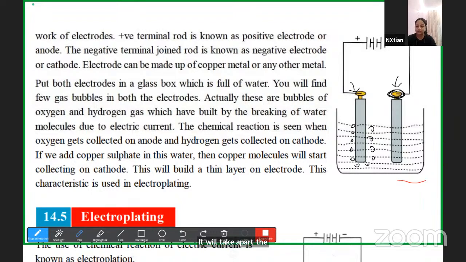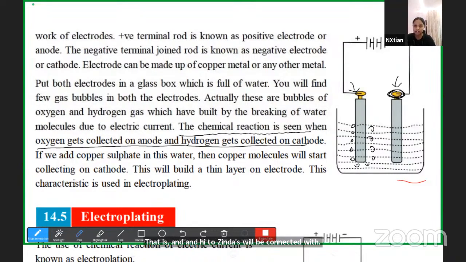This chemical reaction is seen when oxygen gets collected on the anode and hydrogen gas gets collected on the cathode. Oxygen gets collected on the positive terminal, that is the anode, and hydrogen gas will be collected at the negative terminal, that is the cathode. Now, if we add copper sulfate in this water, then copper molecules will start collecting on the cathode.